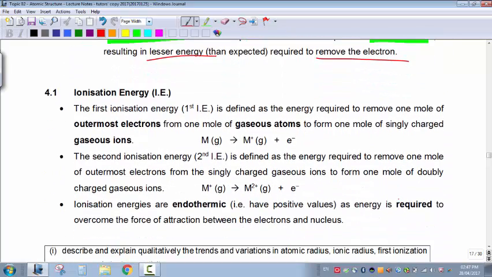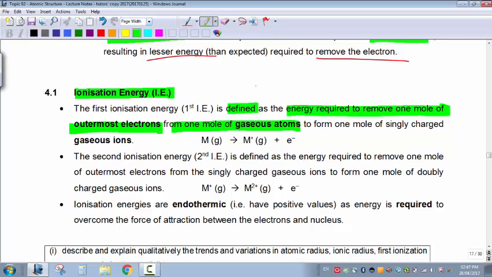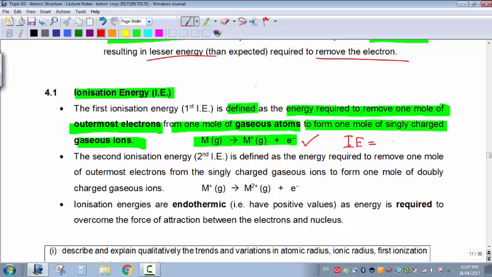4.1, ionization energy. What do you need to know here? For ionization energy, you need to know the definition. It is defined as the energy required to remove 1 mole of outermost electrons from 1 mole of gaseous atoms to form 1 mole of singly charged gaseous ions. This is the equation you need to write. And you can write down that ionization energy is a positive value. This positive value can be obtained from the data booklet. Take note the state symbol is gas.